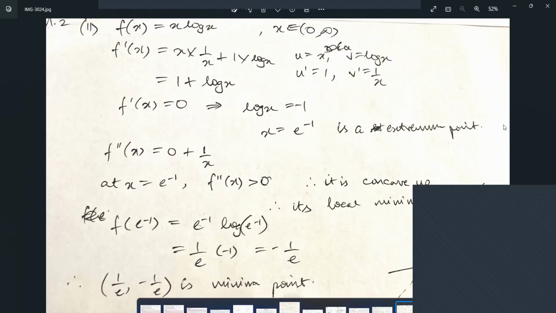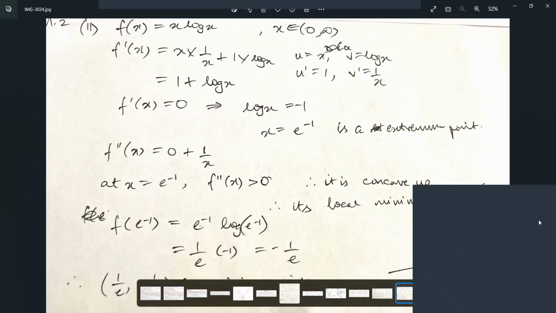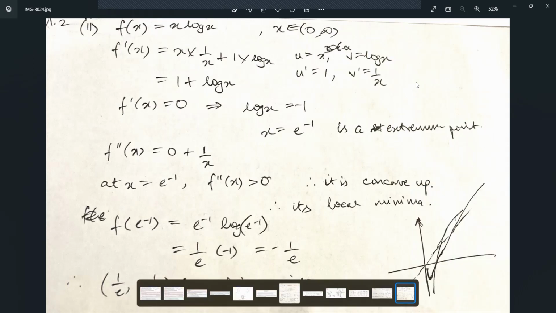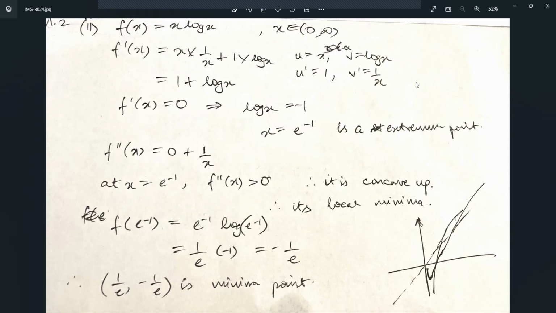I hope you understood the important questions in this chapter. You can contact me for any doubts related to this chapter, related to this exercise.